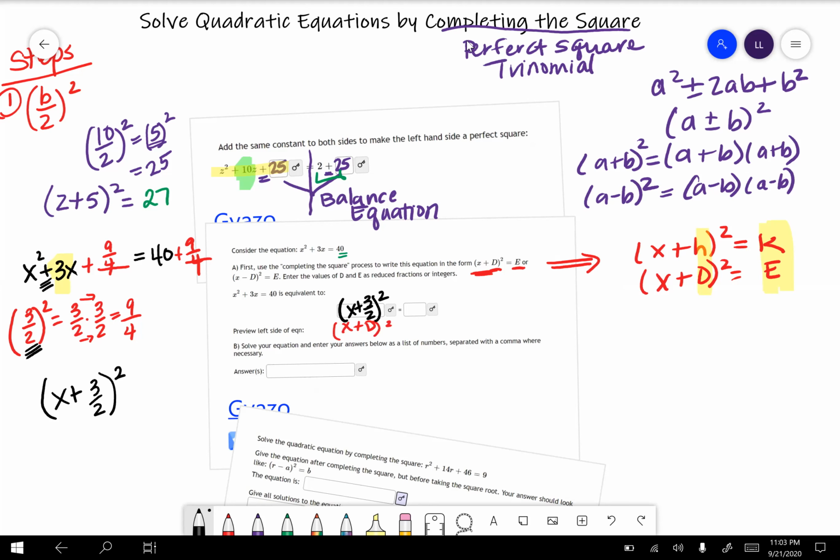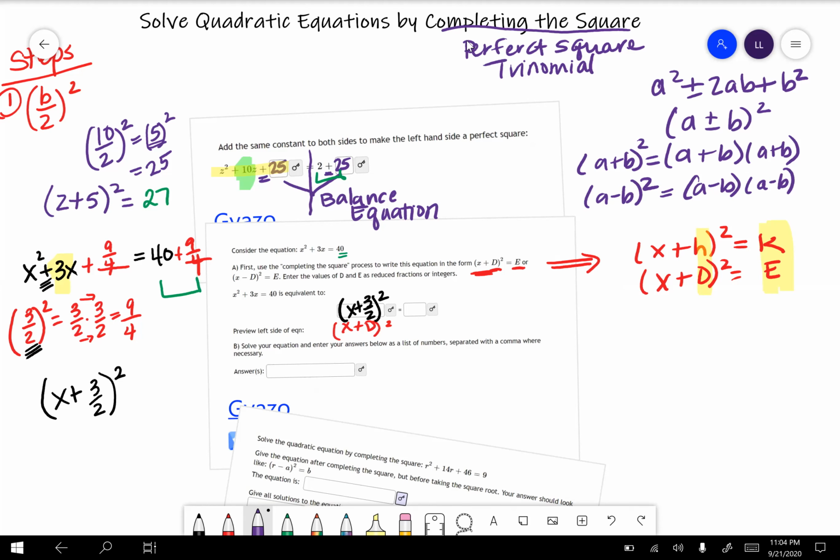On the other side, we got to combine like terms. So 40 plus 9 over 4. We got to go ahead and combine those terms so that we can work out the problem. Okay, so I'm going to actually work this out over here. And I'm not going to use decimals because we want to get the fraction. And I know decimals is going to give me a decimal.